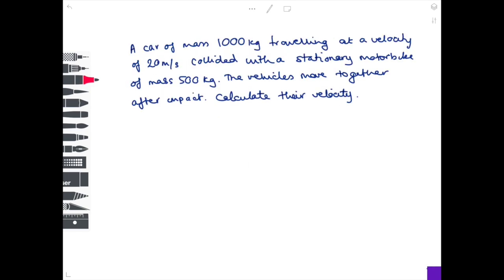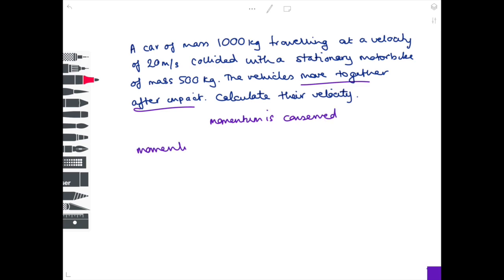Here's another type of momentum calculation. These will always be answered in the same way. If it's an object colliding with another object and they stick together, then this is the method you need to use. So in this situation, a car of mass 1,000 kilograms travelling at a velocity of 20 meters per second collided with a stationary motorbike of mass 500 kilograms. The vehicles move together after impact. That is crucial. They've effectively stuck together. Calculate their velocity. So as always, momentum is conserved.